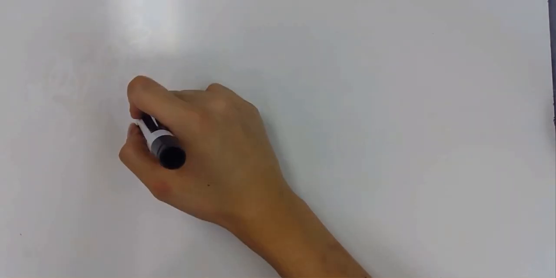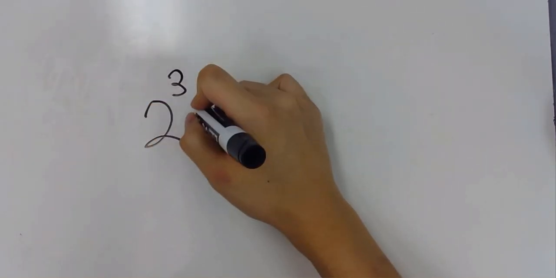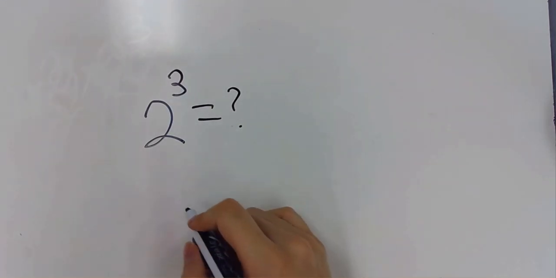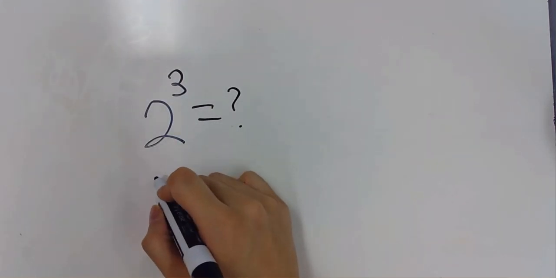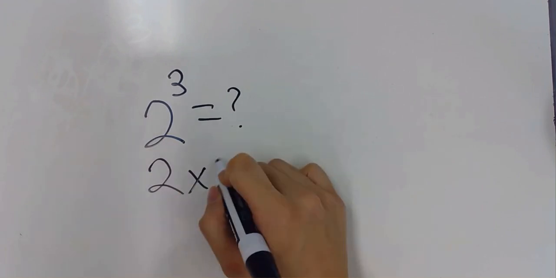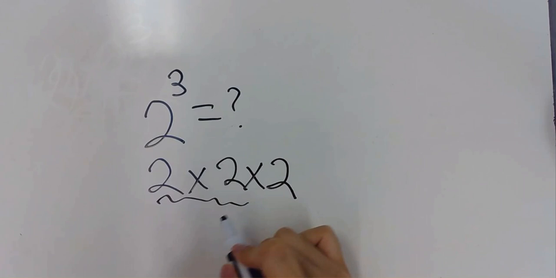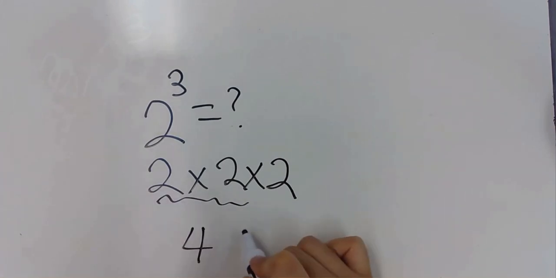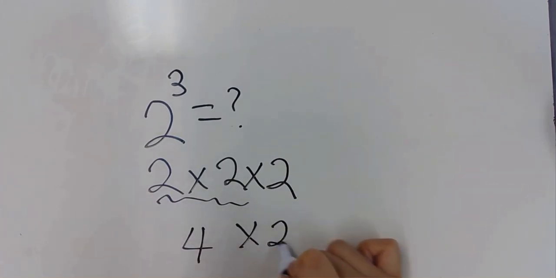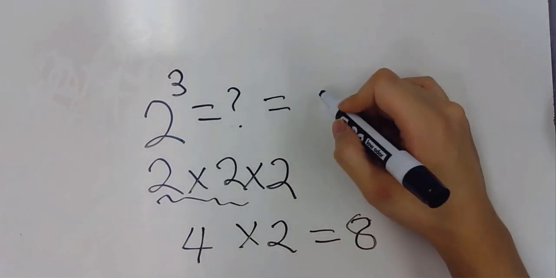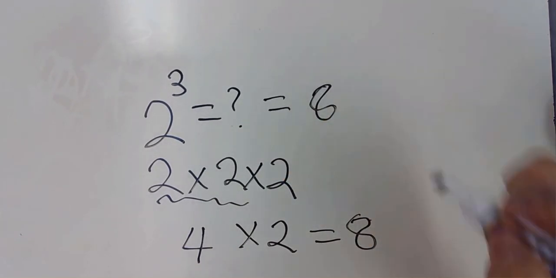Now let's try to practice. So what would be 2 to the power of 3? We know that 2 to the power of 3 means that we have to multiply 2 by itself 3 times. We know that 2 times 2 is 4, and 4 times 2 is equal to 8. Therefore, 2 to the power of 3 is equal to 8.